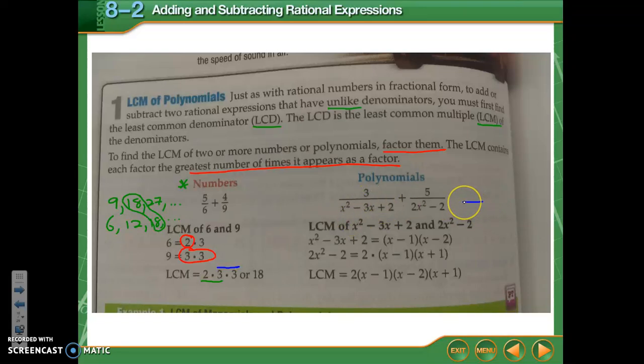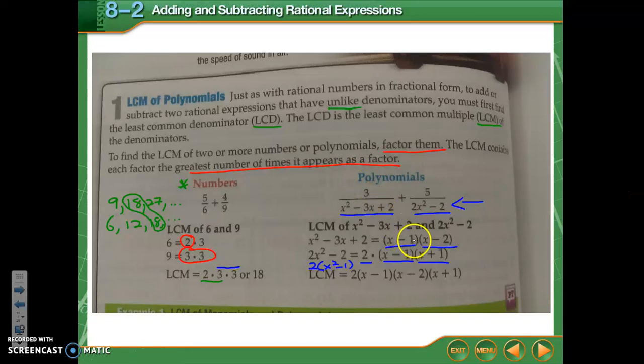Here, if I'm going to add these two fractions, I need to find the least common multiple of this and this. So to do that, I need to factor first. When I factor x squared minus 3x plus 2, I get x minus 1, that's one factor, and x minus 2, that's another factor. If I factor 2x squared minus 2, I factor out the 2 first, and I get 2 times x squared minus 1. And then x squared minus 1 factors into x minus 1 times x plus 1. So this one has 3 factors: 2, x minus 1, and x plus 1.